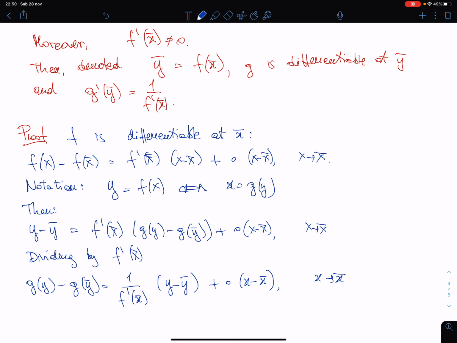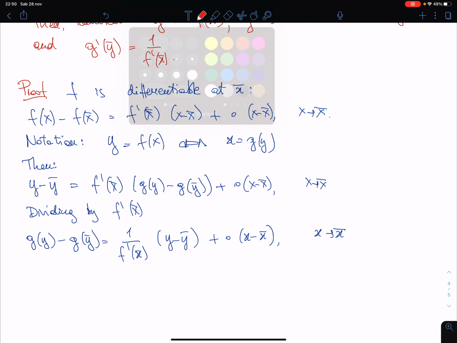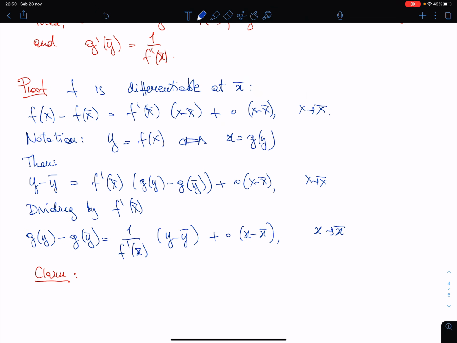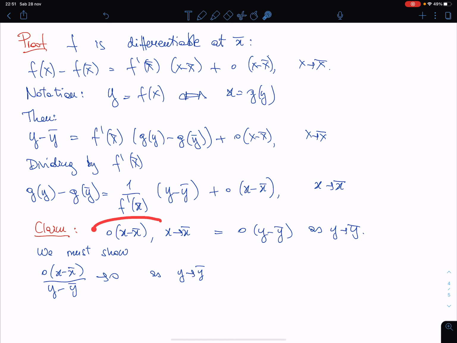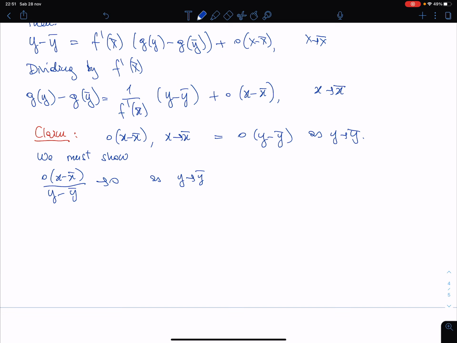Okay? And the claim I want to show is that little o of x minus x bar as x goes to x bar is also little o of y minus y bar as y goes to y bar. So we have to show that little o of x minus x bar divided by y minus y bar goes to 0 as y goes to y bar. This is what we have to prove in order to have this statement here. And this is quite easy indeed.